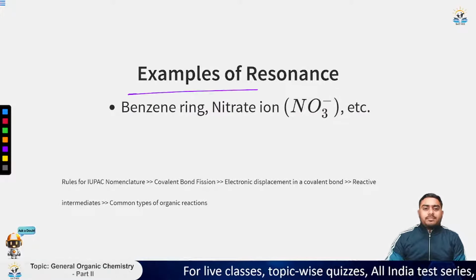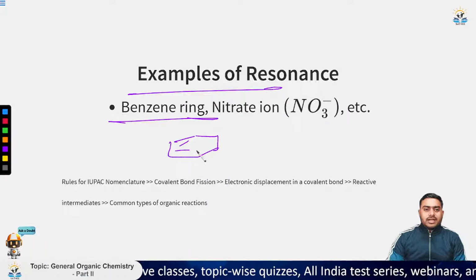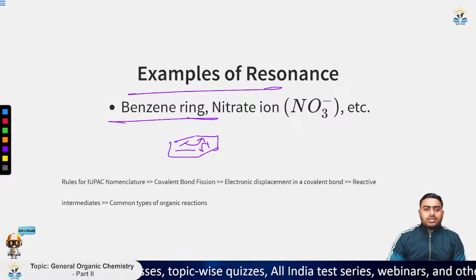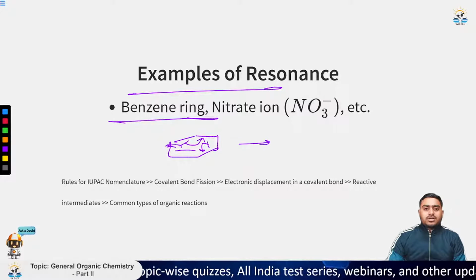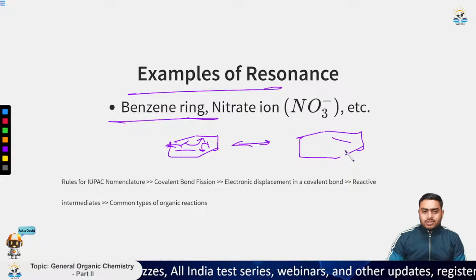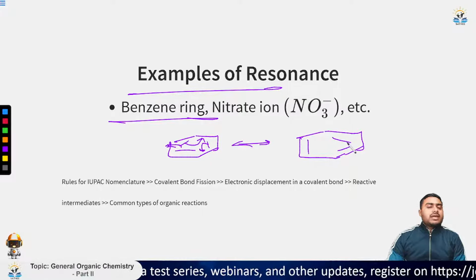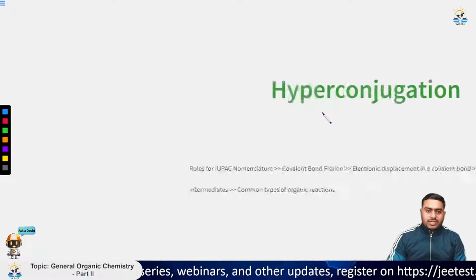Examples include the benzene ring, as I told you already. In this case, these are Kekulé structures. This will go here, then this, and this, so you will get this, like this, and this one and this one. Similarly, the NO3 negative nitrate ion.